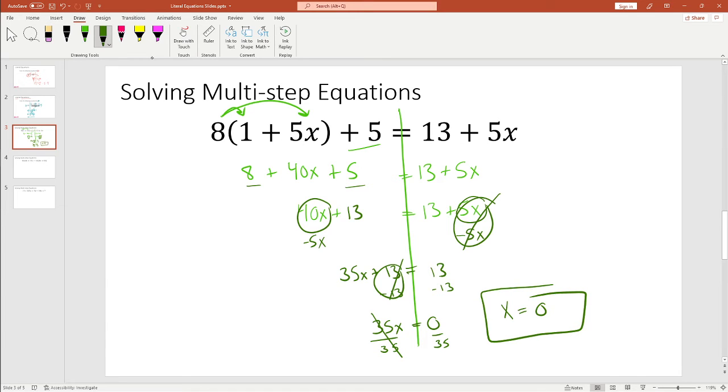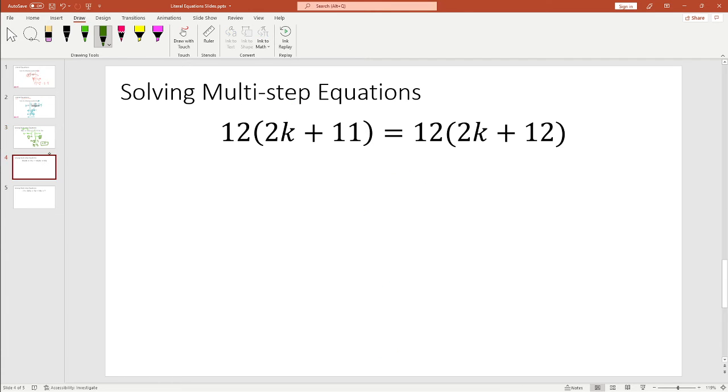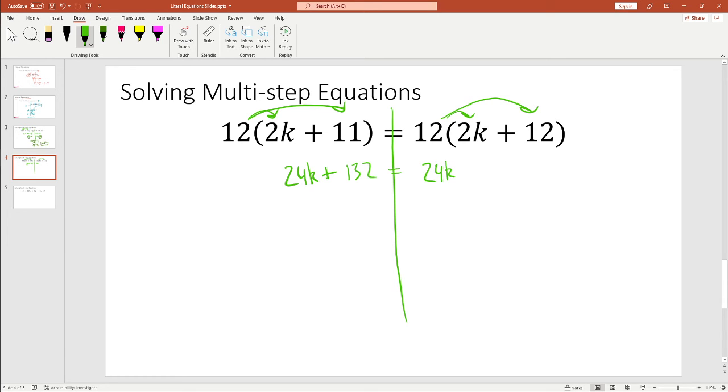So that is one multi-step equation. You might see something like this. I'm going to start by doing the same process. Split up my side. Let's multiply real quick. 12 times 2k would be 24k, plus 12 times 11 is 132. And then let's multiply these as well. Distributive property on both sides. 12 times 2k again is 24k. Plus 12 times 12 is 144.